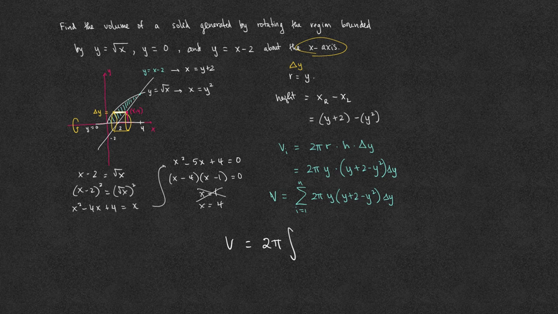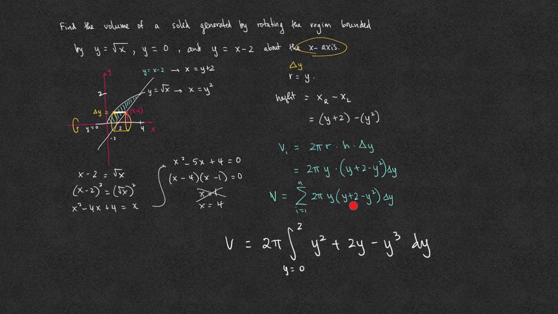To obtain the limits of integration, we observe that we only slice this solid from y equals 0 to whatever this y is. But if the intersection of these two curves is at x equals 4, then y equals 4 minus 2, which is 2. And so we would integrate from y equals 0 to y equals 2, of y squared plus 2y minus y cubed dy.